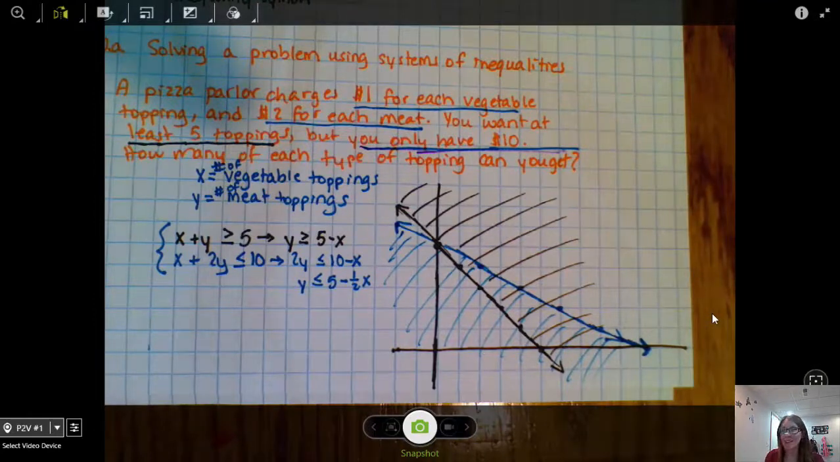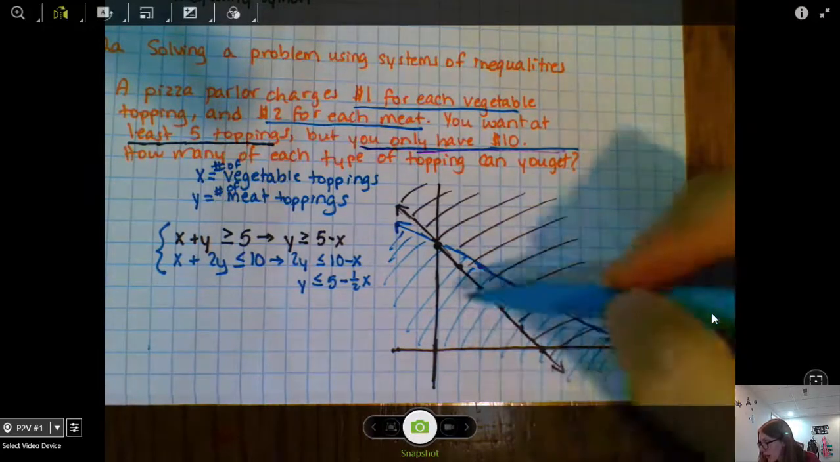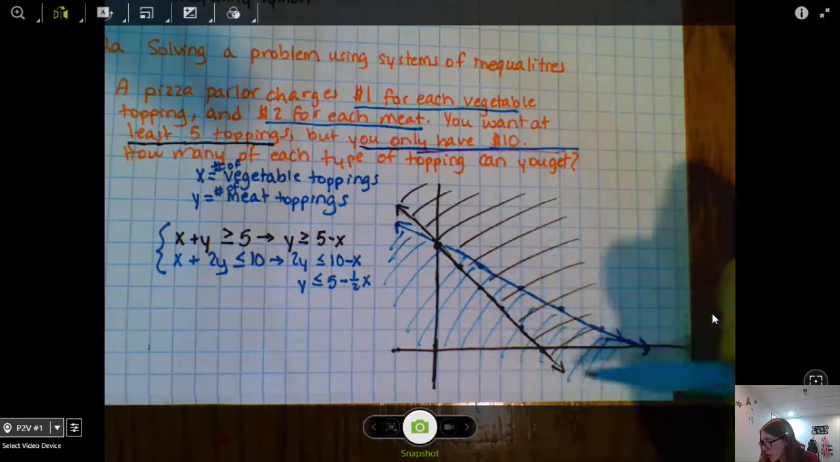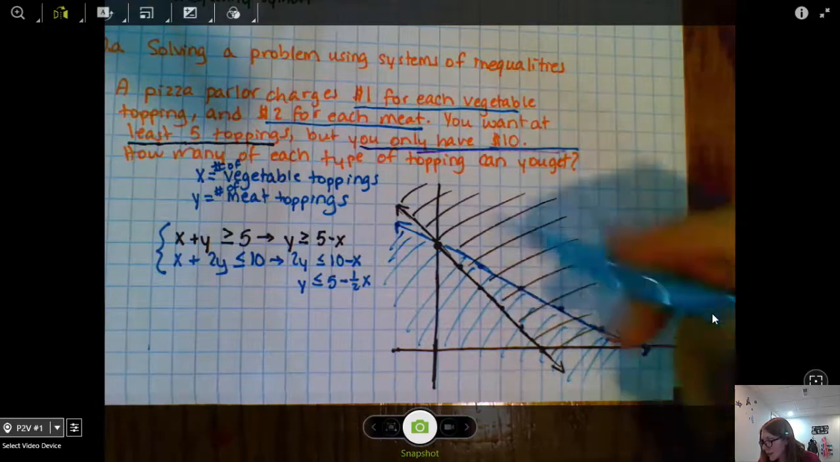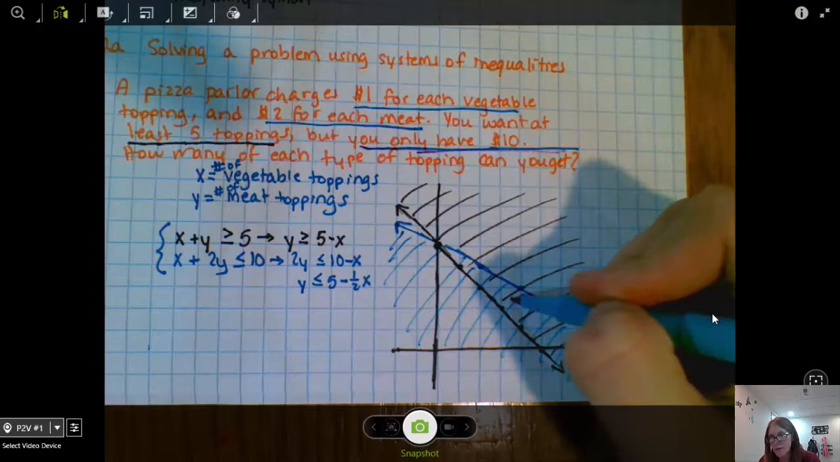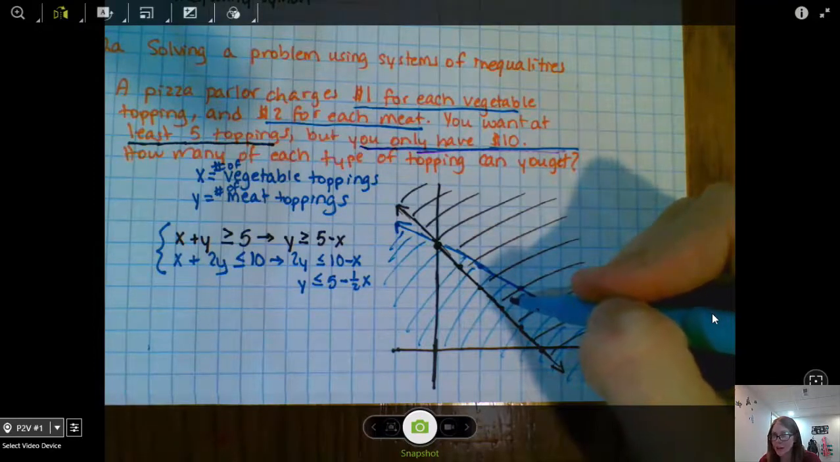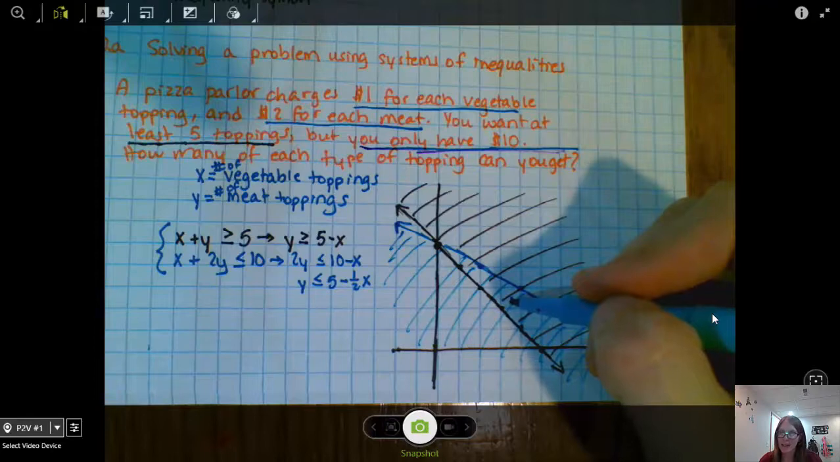All right, so my solution to my system of inequalities here. My solution to my problem, looking for what combinations, how many of each type of topping can I get? My solution is anything in this double shaded region, but not all of these points in here make sense. Like right here, that point doesn't really have any meaning to our problem because we can't have 3.5 vegetable toppings and 2.5 meat. That doesn't make sense.